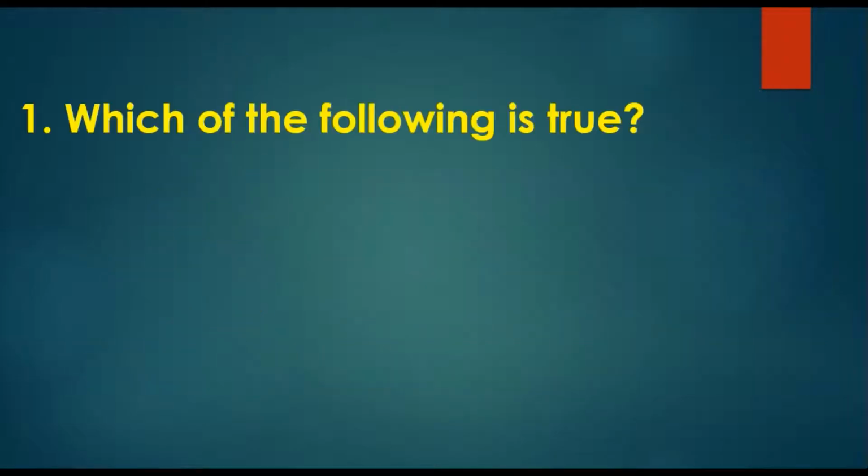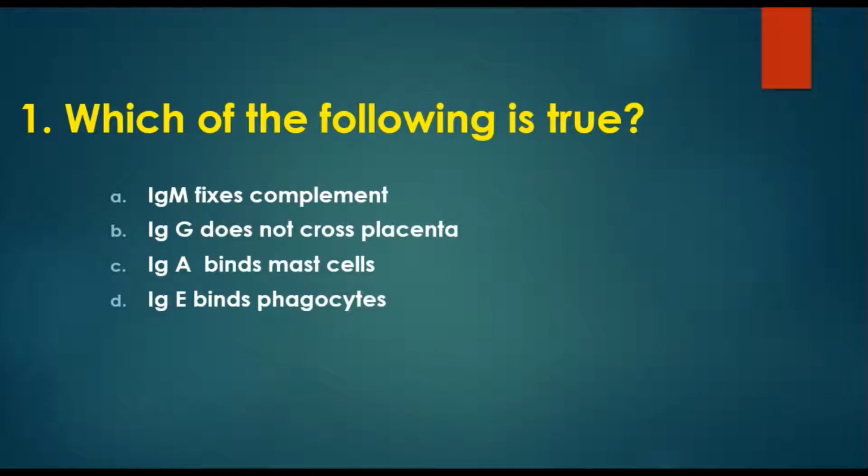Let's begin. Which of the following is true? Options are A. IgM fixes complement. B. IgG does not cross placenta. C. IgA binds mast cells. D. IgE binds phagocytes. If you observe here, they're asking which of the following is the true statement regarding the four given options.